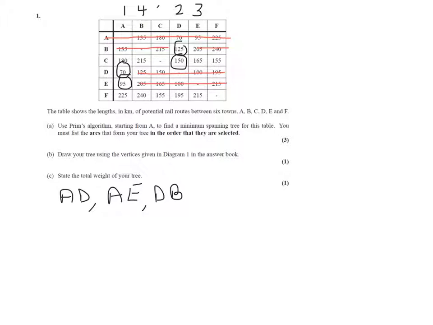So C is now number 5. Cross out C there. The lowest undeleted entry in the numbered columns is now 155. And so CF is the last arc to be added. Did you notice that I missed out DC?